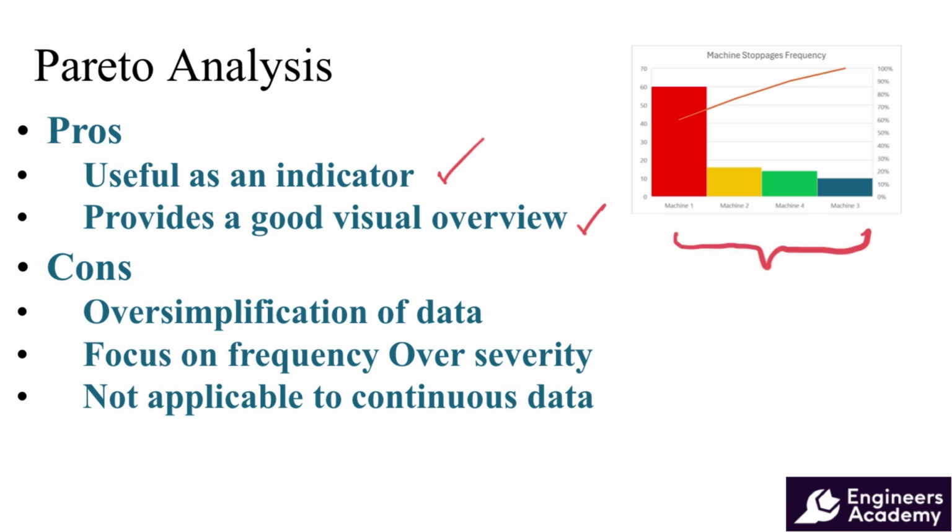However, the data is often oversimplified, and the focus tends to be on frequency over severity. So, for example, if we were analysing the number of times a machine's broken down, it might tell us that it's broken down over 30 events, but it won't tell us how long each event is. Finally, it's not applicable to use on continuous data.